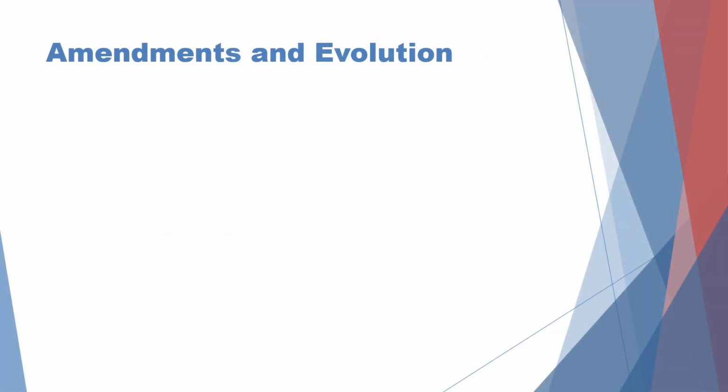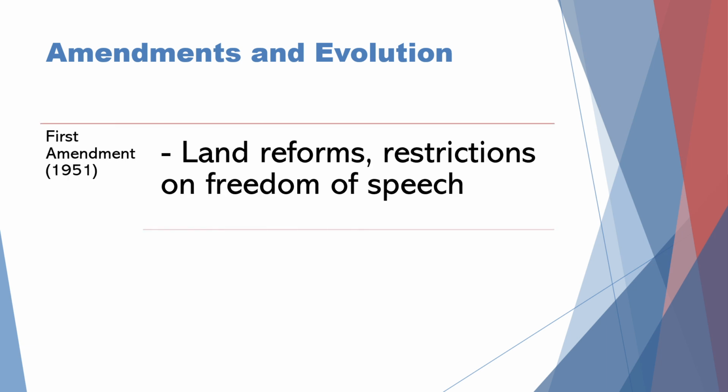Moving on to the amendments and evolution. The Indian Constitution is a living document evolving through amendments to address contemporary needs and challenges. As of now, it has been amended over 100 times. Let's see some significant amendments which include: first one is the First Amendment in 1951. This amendment addressed land reform issues and added provisions to restrict freedom of speech in the interest of public order, security and friendly relations with foreign states.